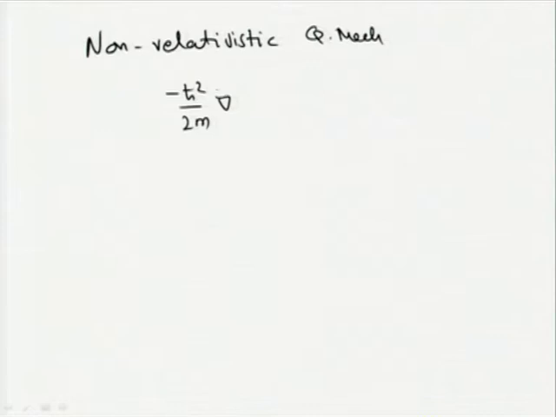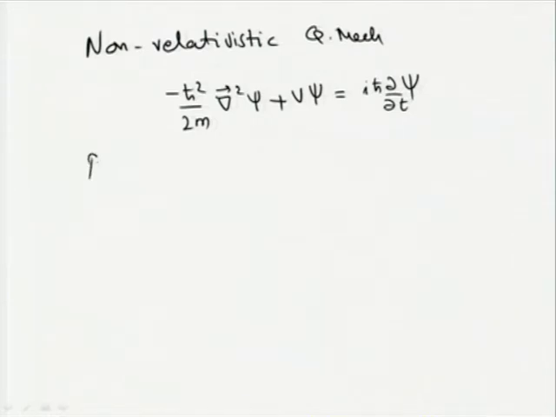So, in the case of non-relativistic quantum mechanics, we had the Schrodinger equation: minus h cross square over 2m grad square psi plus V, the interacting potential, psi equal to i h cross dou by dou t, the energy operator acting on the wave function psi. And as we said, this is not adequate to describe the relativistic dynamics.